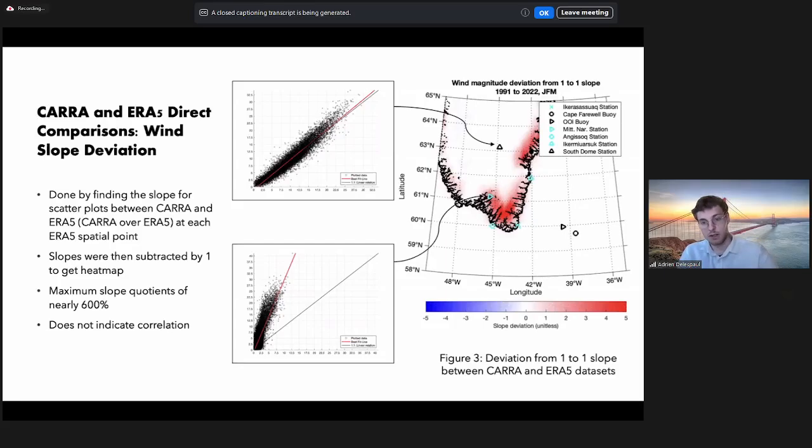So as you can see on the bottom here, the bottom scatter plot, very large slope difference. And Kara is actually, not overestimating, but has much higher wind speeds than ERA 5 in most cases, especially along the coastline, which is where we have the largest differences. We have slope differences of nearly 600%, so a slope of 7. And yeah, as you can see, all along the coast, not in the ocean, which is very important for later on, I guess.